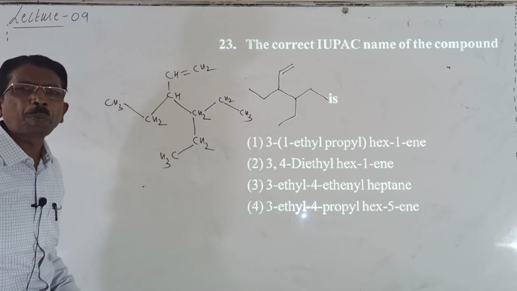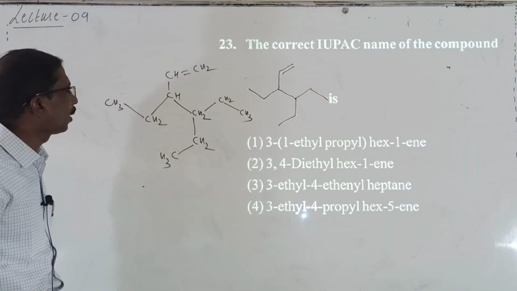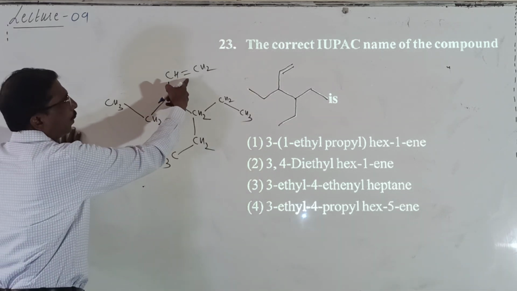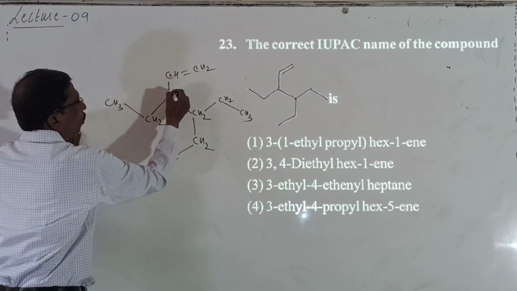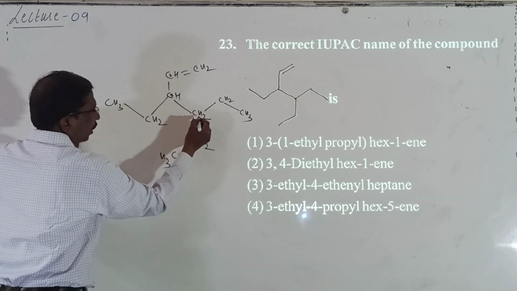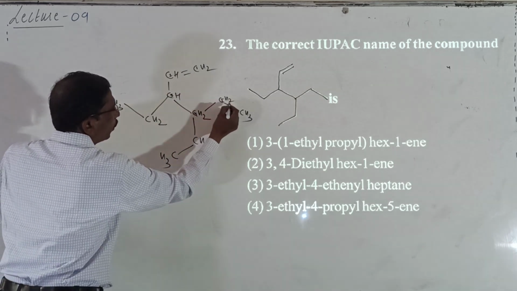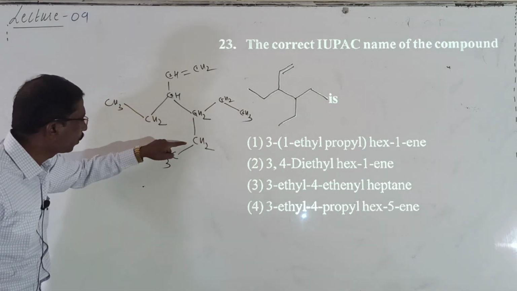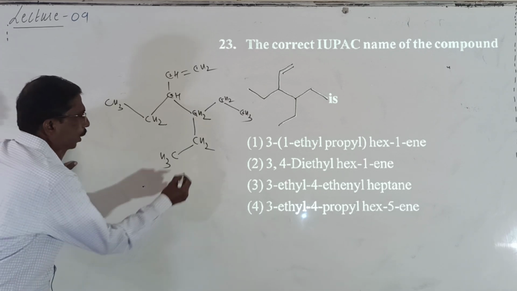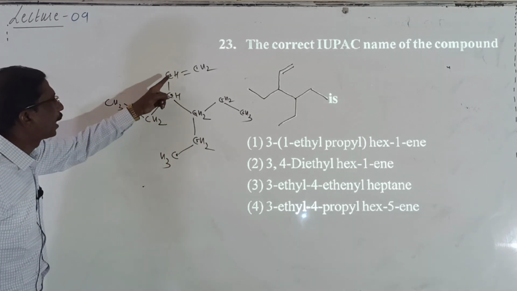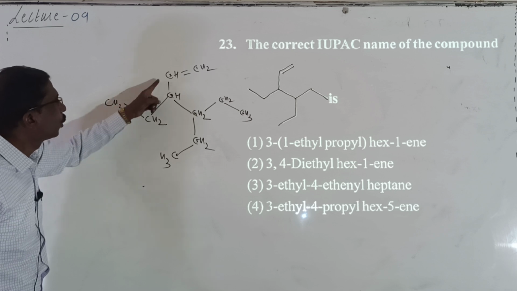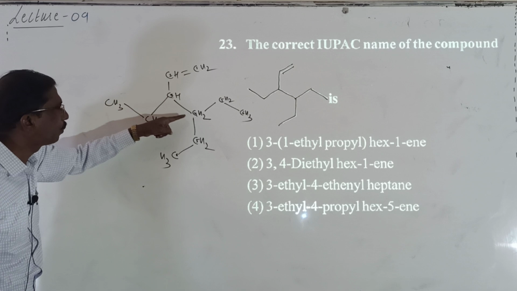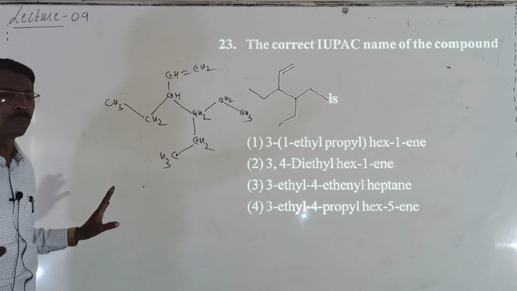So select the longest possible continuous chain. Select the longest possible continuous chain here, but the double bond is here, and we have to number from this end. 1 2 3, 4 5 6. You may take this type, or 1 2 3 4 5 6, both are the same. You may select 1 2 3 4 5 6, or another 1 2 3 4 5 6, both are the same.